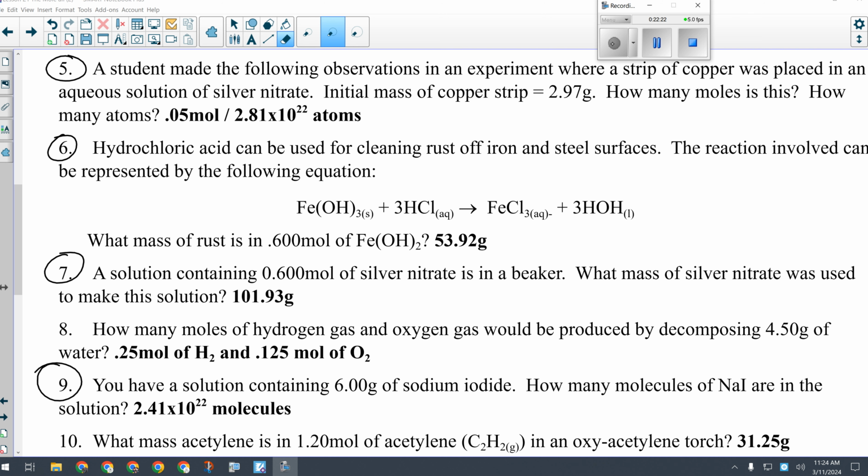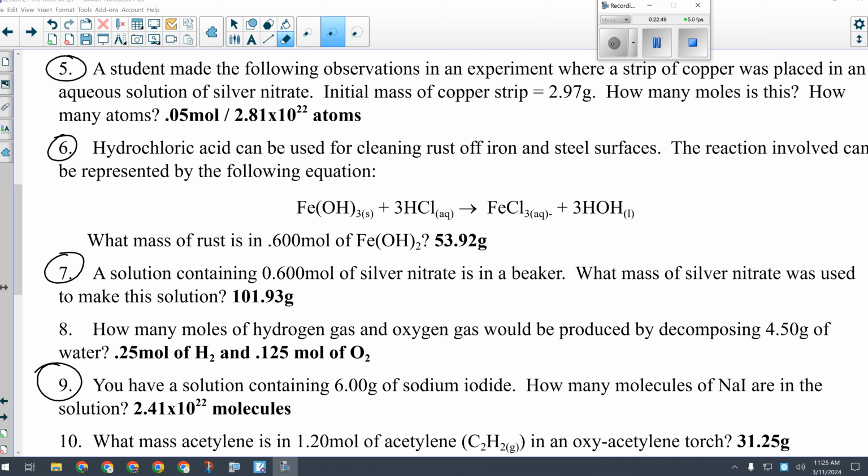That's what it's trying to confuse you with. It's telling you here's the mass of the copper, and then it says how many moles is this? So if I know the mass of copper, do I also know the molar mass of copper? It's on my periodic table. I just have to go over here and look up copper and see that it's 63.55 grams per mole. So I take 2.97, I divide it by that, and I've got my number of moles.